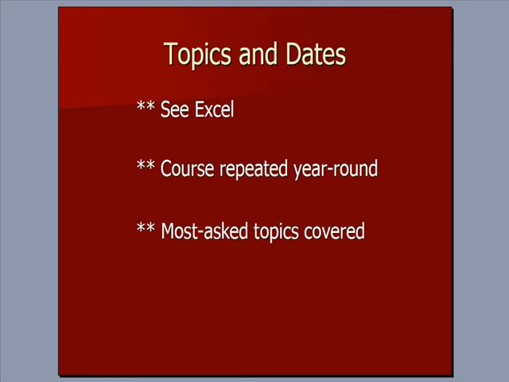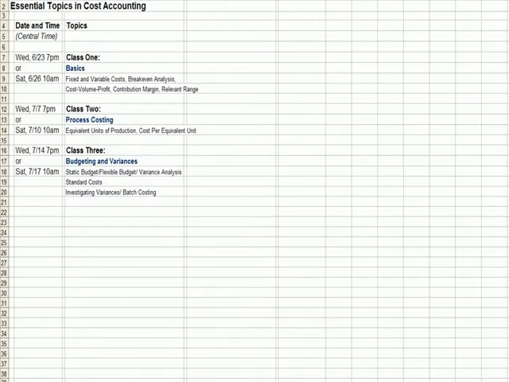I want to flip over to Excel and talk about the topics and dates for this summer. Here are the topics and dates for Essential Topics in Cost Accounting. As you can see, we've broken it down into 3 classes. We have a basics class where we talk about fixed and variable costs, both in total and per unit, which is easily misunderstood. Break-even analysis, cost, volume, profit, contribution margin, and relevant range. So all those basic concepts will be covered in the first hour in late June. We then go into process costing, which is equivalent units of production, cost per equivalent unit, and we distinguish between process costing and job order costing.